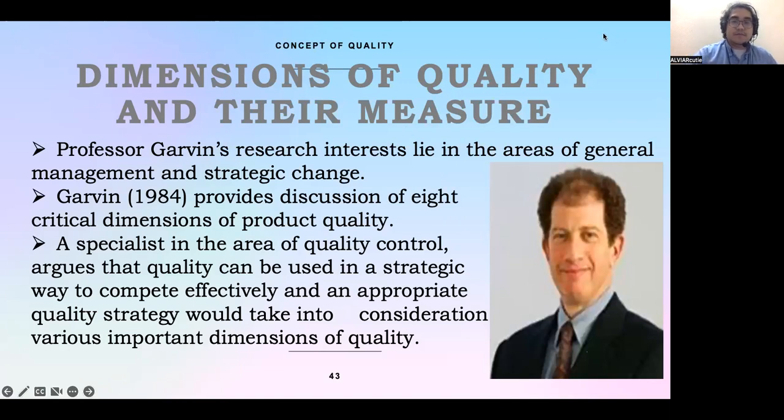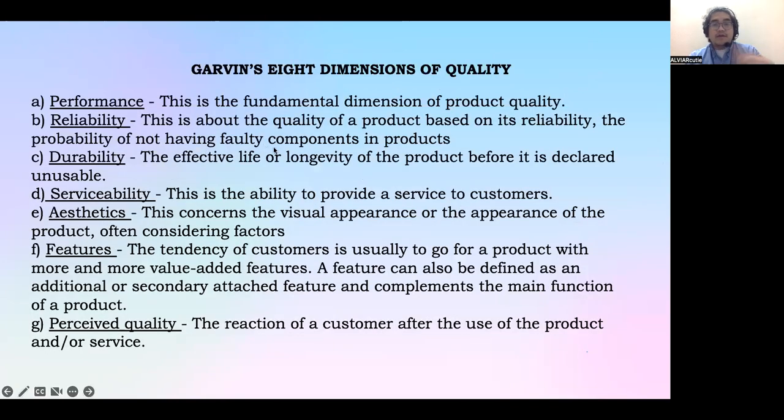So next, dimensions of quality and their measure. So here, proposed by Dr. David Garvin. Professor Garvin's research interests lie in the areas of general management and strategic change. Garvin provides discussion of 8 critical dimensions of product quality. And he's a specialist in the area of quality control, argues that quality can be a strategic way to compete effectively, and an appropriate quality strategy would take into consideration various important dimensions of quality. So ito yung 8 dimensions ni Garvin ng quality.